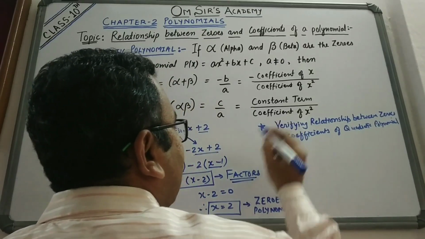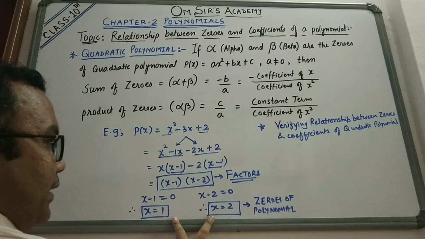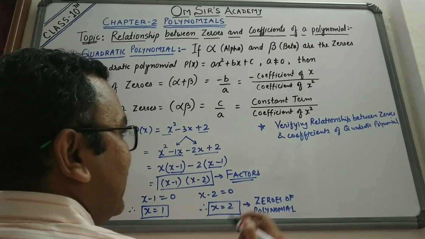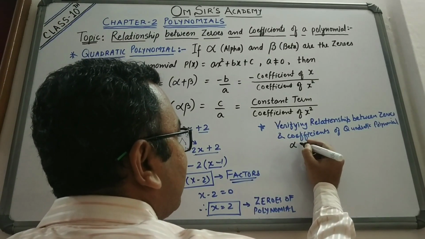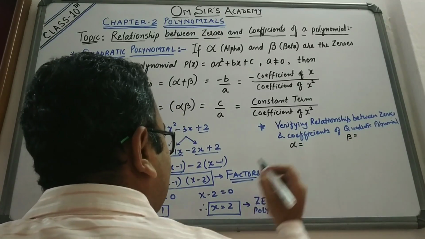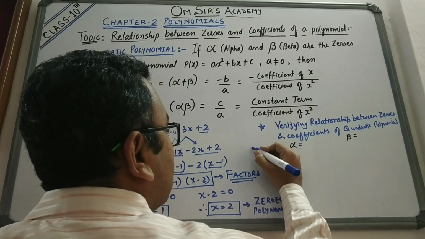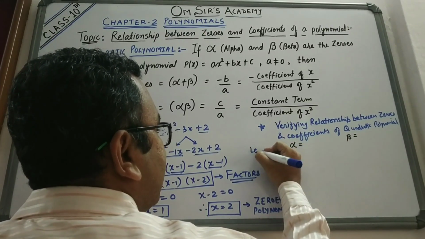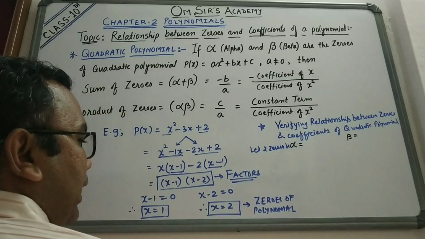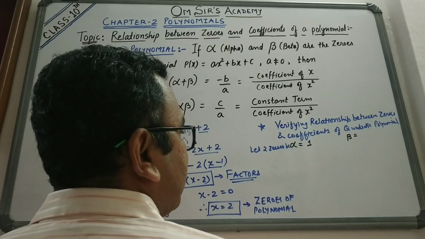Now how can I verify the relationship, friends? तो सबसे पहले मेरे दो जीरोस आए थे. कौन से दो जीरोस थे? 1 and 2. So what I am taking is I am taking these two zeros at one is alpha and another is beta. Okay, so let two zeros be alpha and beta. So let two zeros be alpha. Alpha is what? 1. Okay, and beta is what?